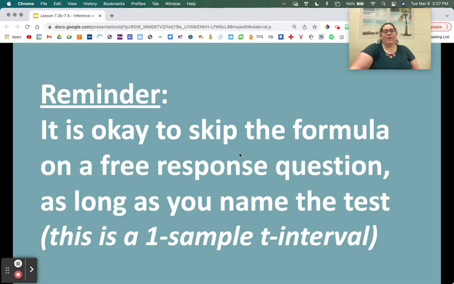Remember that it is okay on a free response question to not write out the formula as long as you name the test or interval or whatever that you're doing. So we're doing a 1 sample t interval for a mean on this example. I would caution you, on 1 sample intervals or 1 sample stuff, I would definitely be a little bit more comfortable with the formulas because those tend to show up on multiple choice a lot more often. And then it's always good to write it out if you know it on a free response because sometimes on the AP exam, they want you to write it out. So it's good to be in the habit of writing it out.